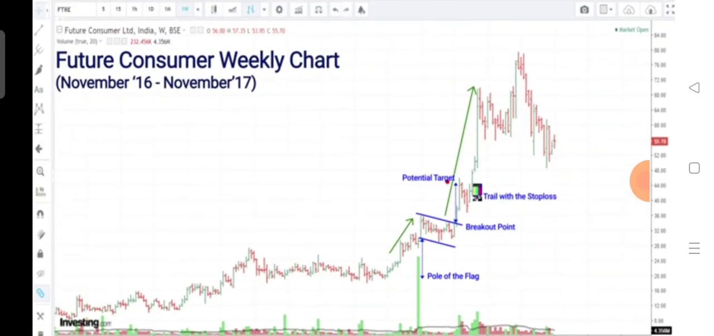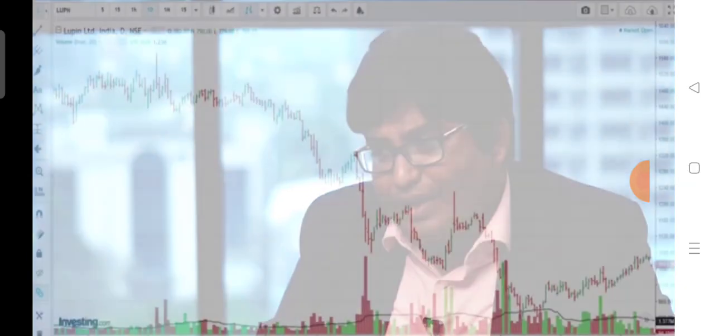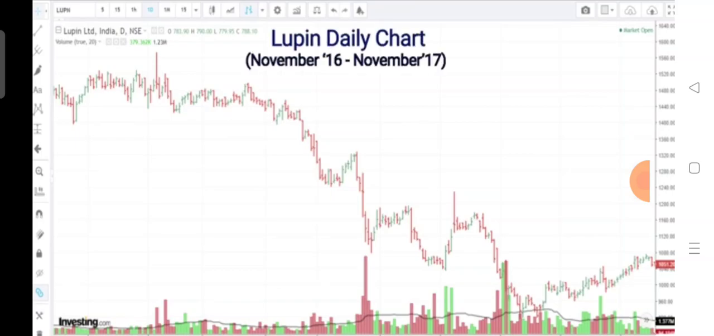Now here we saw the bull flag. Let us now focus on the bear flag also. Here we are looking at the Looping chart, and in the Looping chart you see that after the initial down move there was a parallelogram shaped correction of the down move that was happening. So it took the form of a flag.